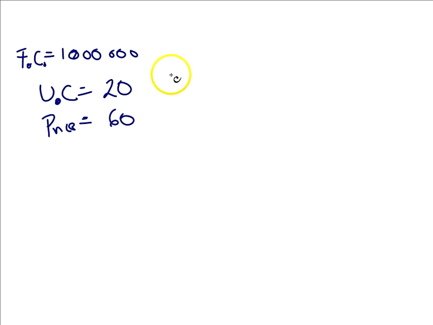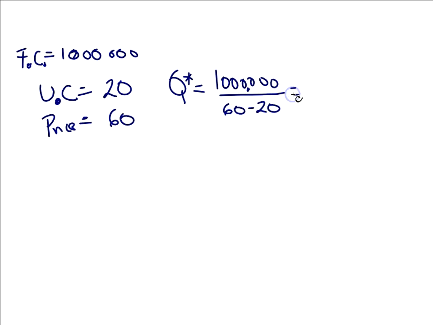Now the break-even point, that is how many units we need to sell to start making a profit, would be 1 million divided by 60 minus 20. Naturally, this quantity is easily computed, and we need to sell 25,000 units just to break even.